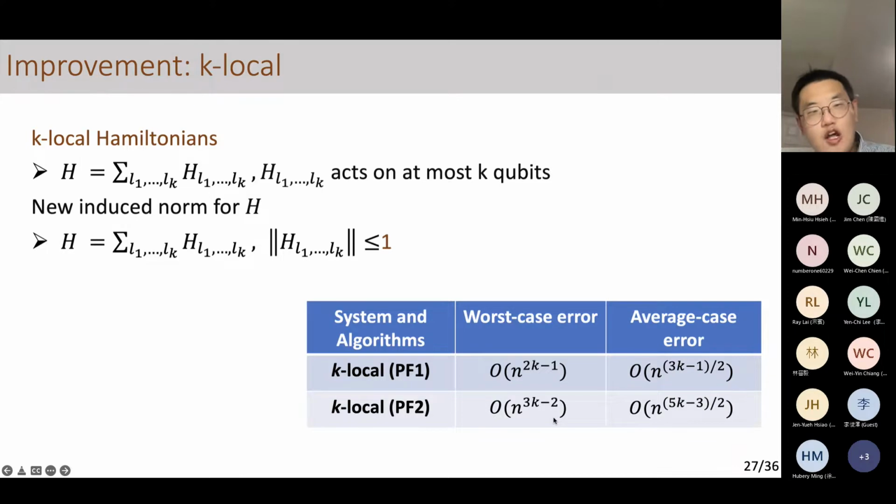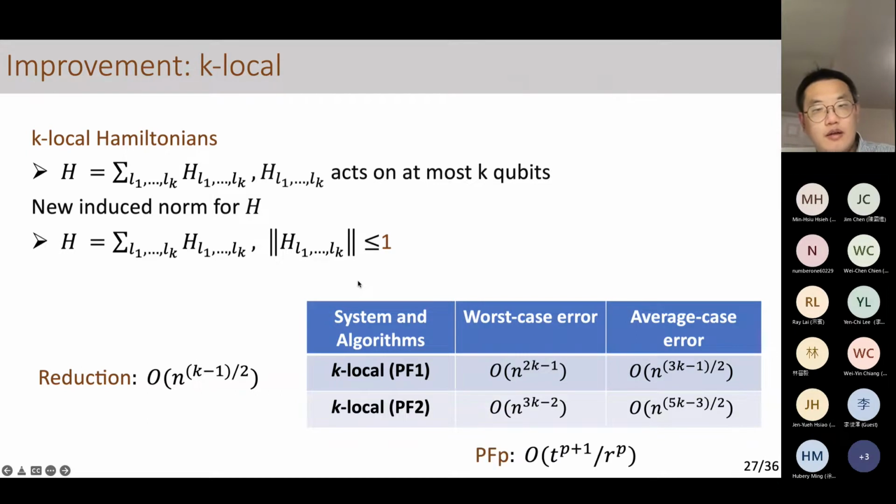In both cases, we have an n to the power (k minus 1)/2 scaling reduction. So it means the larger the k is, the more significant our reduction is. And another special case for this k-local Hamiltonian is the following. Here we just show the scaling of n. For the other parameters t and r, they are the same in both the worst case and the average case analysis.